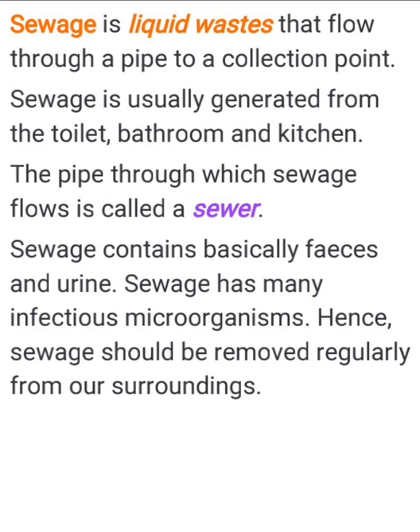And so sewage is usually generated from the toilets, bathroom, and kitchen. It is a mixture of the water you generate from the toilet, bathroom, and kitchen. And when it's generated, it usually flows through a pipe that carries it to an underground reservoir or to the treatment plant. That pipe is called sewer. So sewer is the pipe that sewage flows through to a collection point or to a treatment plant. Sewage contains basically feces and urine. The basic content of sewage is feces and urine. That's the major content of sewage.